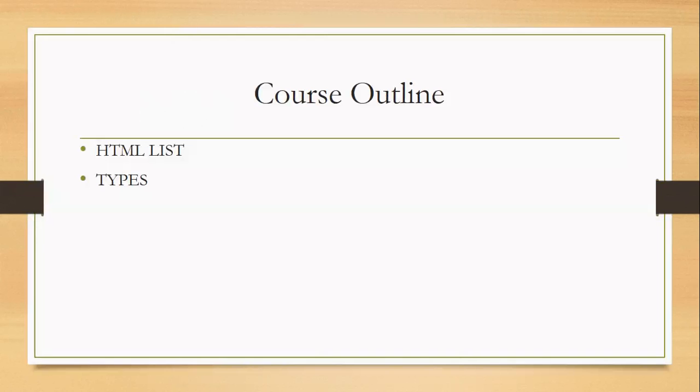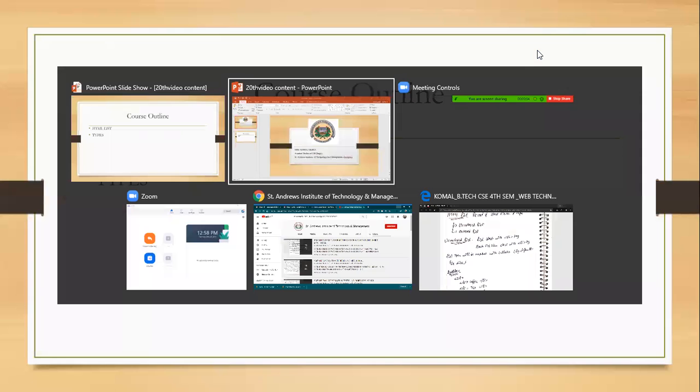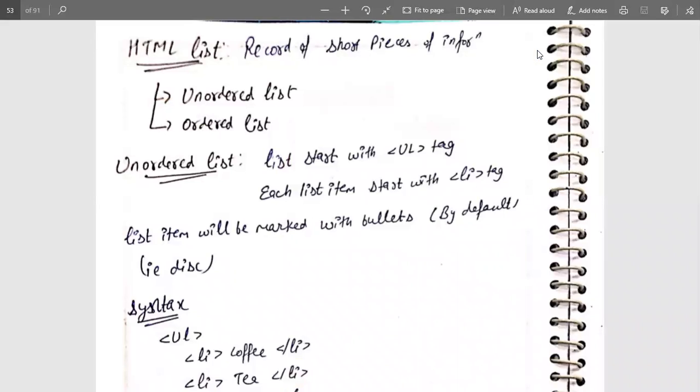Today in the series of HTML course, we will cover HTML lists and the various types of lists in HTML tags. So let's start with the HTML list. A list is basically a description of records, we can say. So records of short pieces of information are called a list.